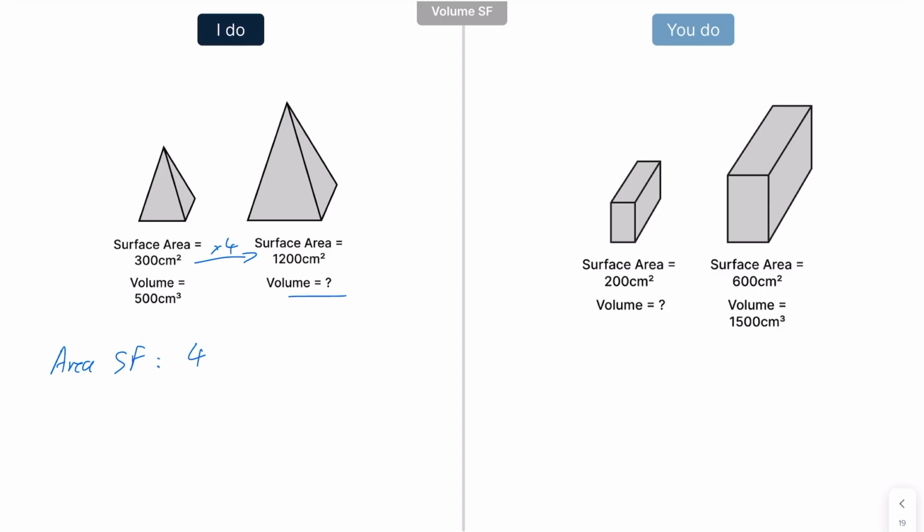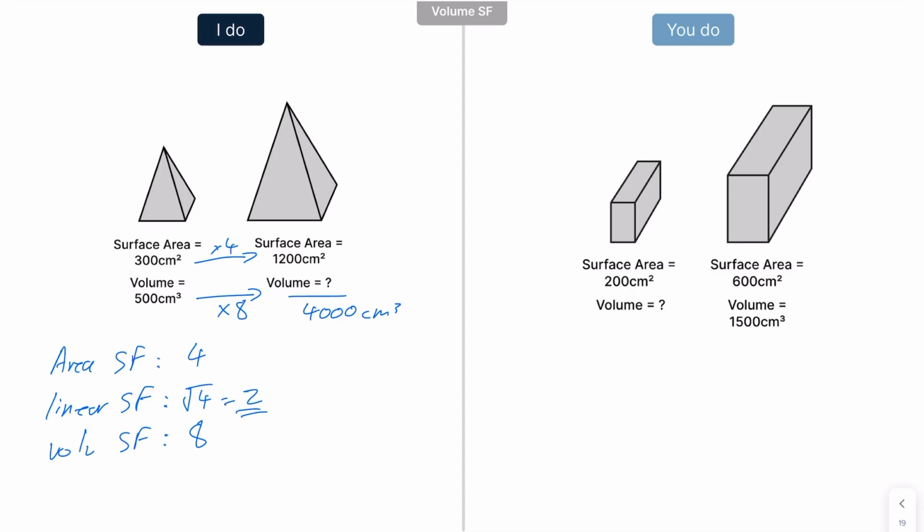So I've got that. Then I know that the volume scale factor is a little bit tricky to figure out here, so it's always best to figure out the linear scale factor as soon as you can. To find the linear scale factor, I just need to square root 4, and that's 2. And then from here, I can find the volume scale factor, which is going to be 2 cubed, which is 8. In this case, since the shape is getting bigger from here to here, we are going to multiply that by the volume scale factor. So that's going to be 500 times 8, and that gives me 4,000 centimeters cubed.